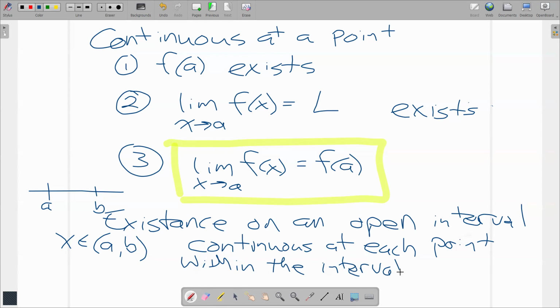Notice I'm ignoring the endpoints here. So when we talk about limits, it's got to be both ways. If we're at an endpoint, that means we can only approach one way. So endpoints have to be treated separately by just looking at one-sided limits on each side. So that's just a special case we look at later.